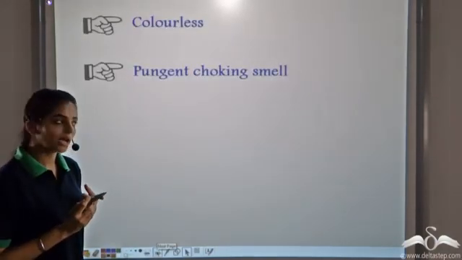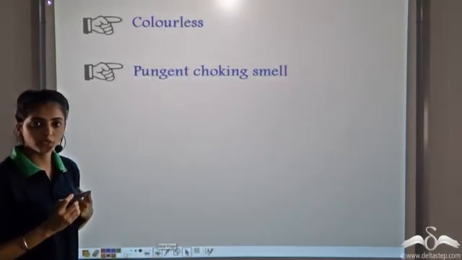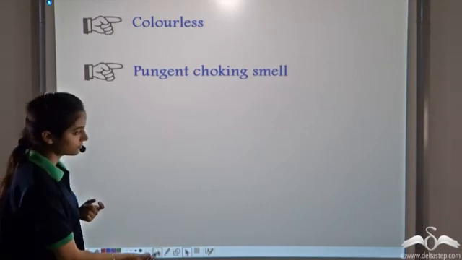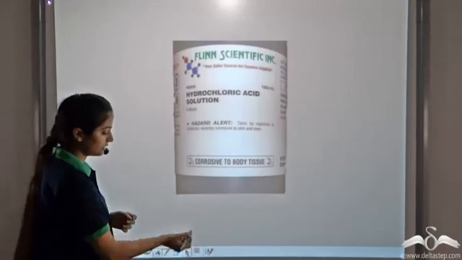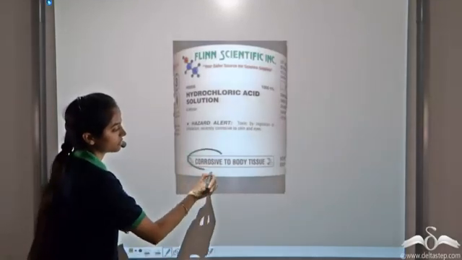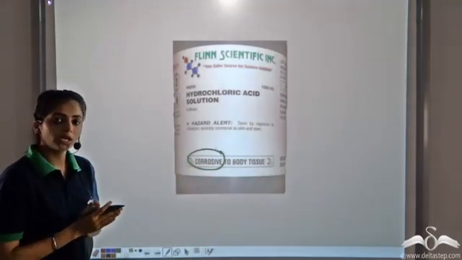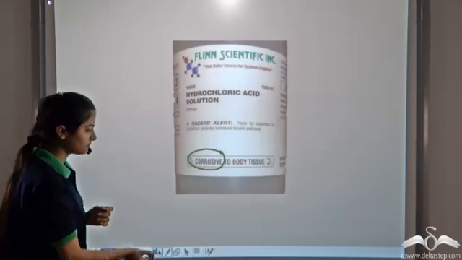It is a colorless gas with a pungent choking smell. In most of the bottles of hydrogen chloride, you will see that it is written corrosive in nature. So hydrogen chloride is corrosive in nature.